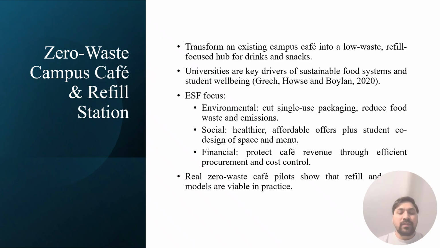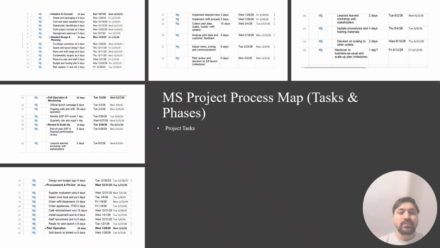I'll use a screenshot from Microsoft Project to show how the work is structured. The presentation will first outline the key phases and tasks, then show the Gantt chart and timeline, explain how resources and stakeholders are organized, and finally highlight where environmental, social, and financial sustainability are embedded in the process. At the end, I will briefly summarize how this process map supports the written ESI project report.